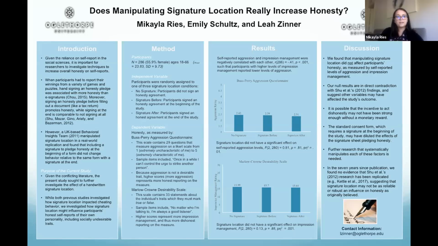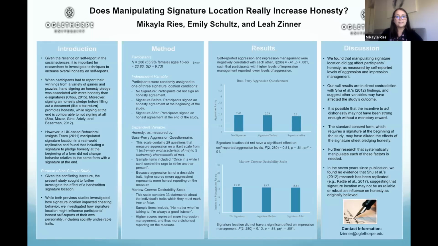And so we ran over 286 participants between the ages of 18 to 66, with just a little over half being female. And then we split all of our participants into one of three conditions: either not signing a honesty pledge at all, signing it at the beginning of the study, or at the end, following everything else. And then we measured honesty with two questionnaires: the Buss-Perry Aggression Questionnaire and then the Marlowe-Crowne Desirability Questionnaire, which essentially measures impression management. And the results were interesting.